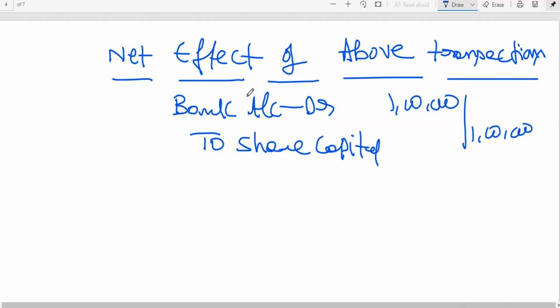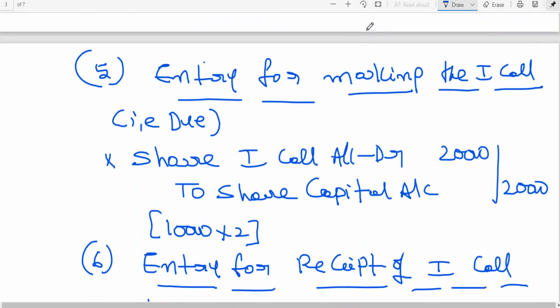Then you may ask me a question, sir, why you have written so? Because you are getting the amount in installments, no? To indicate how you are getting the amount in installments, we are recording like that. Otherwise, at the end of the day, all these accounts will be cancelled. Finally, you will be left with bank to share capital account only. I think this is what you should learn. The next one.